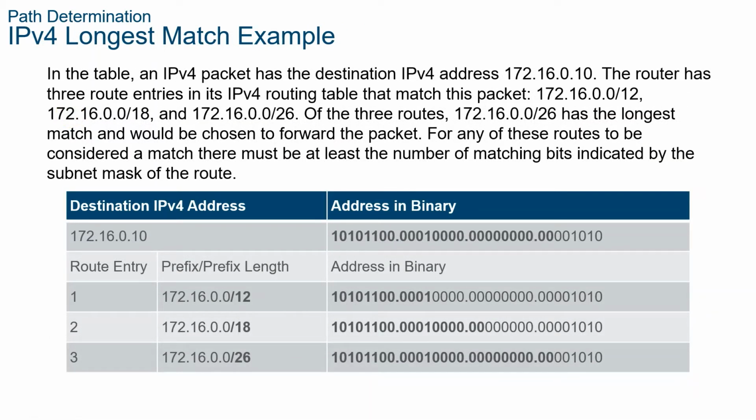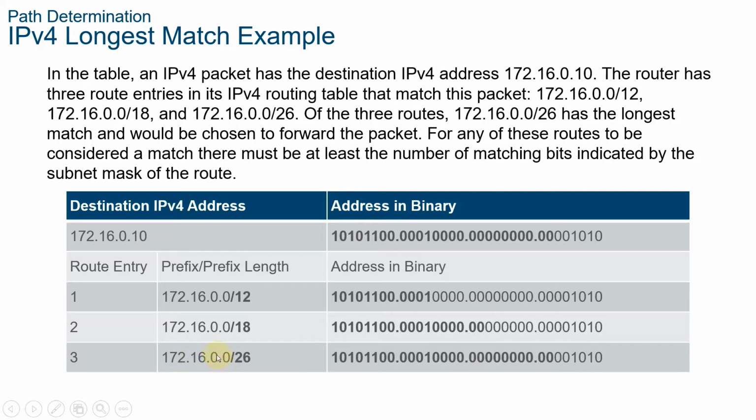So, IPv4 address longest match example here. In the table, an IPv4 packet has a destination IPv4 address of 172.16.0.10. The router has 3 route entries in its IPv4 routing table that match this packet. These are 172.16.0.0/12, 172.16.0.0/18, and 172.16.0.0/26.